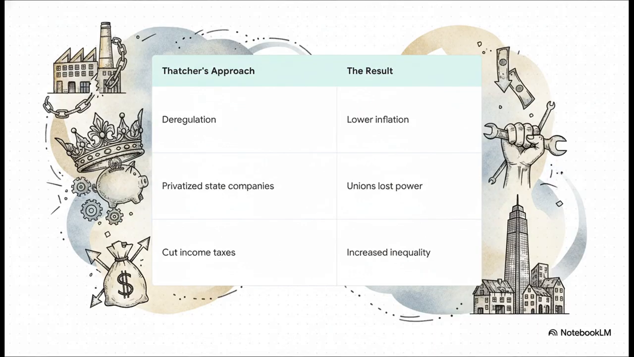And right across the pond in Britain, Margaret Thatcher was following a very similar playbook. She went all in on deregulation and famously privatized these huge state-owned companies. We're talking everything from telecom to airlines. And the outcome? Well, it was a trade-off. Inflation was brought under control and the economy grew, but it came at the cost of union power and led to a pretty sharp rise in income inequality.